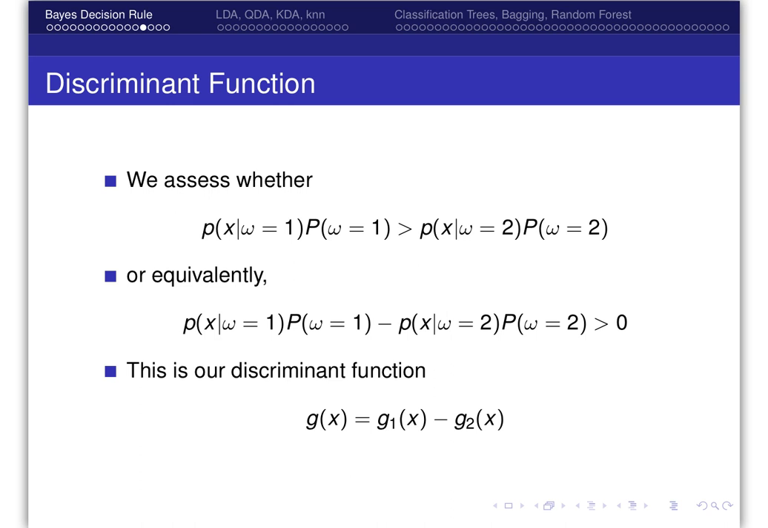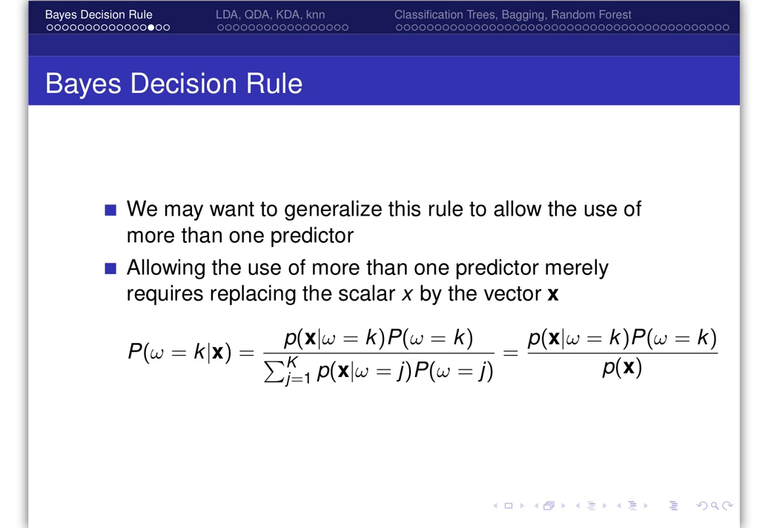Rather than assessing if the first discriminant is greater than the second discriminant, we could subtract the second discriminant from both sides such that we can compare this difference to 0. We call this difference our discriminant function, as it is simply the difference between the two class-specific discriminants. So far, we have described our classifier using one predictor variable. We may want to generalize this rule to allow the use of more than one predictor variable. To do that, we simply replace the scalar x by the vector x.